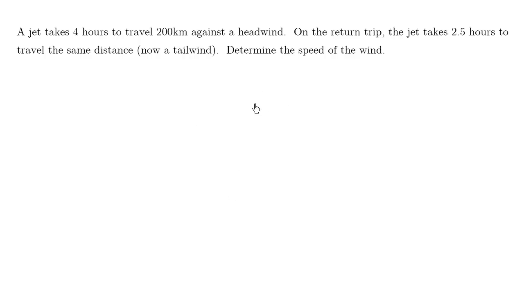Let's try a classic systems of equations question involving wind resistance as well. This could be a water resistance current type question. A jet takes 4 hours to travel 200 kilometers against a headwind. On the return trip, the jet takes 2.5 hours to travel the same distance, now with a tailwind. Determine the speed of the wind.